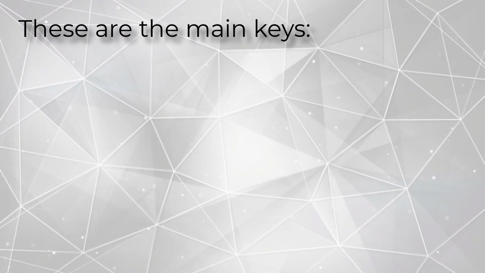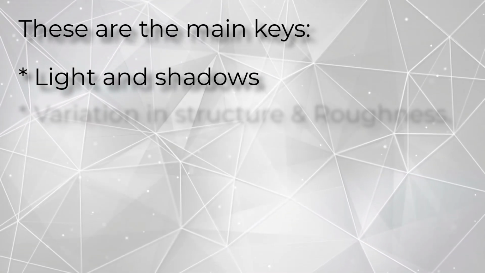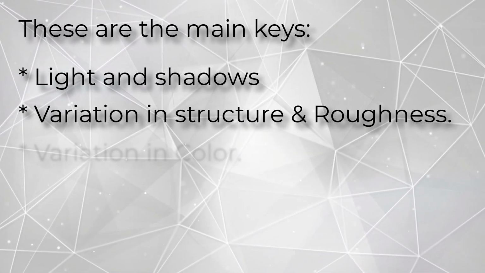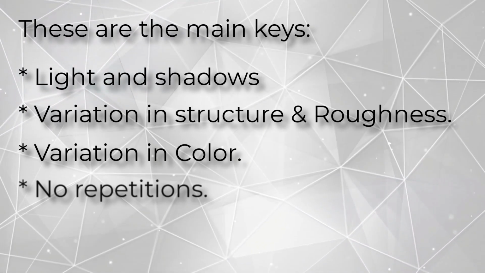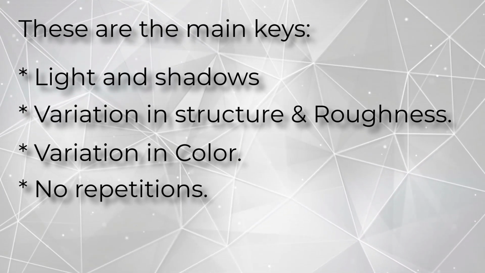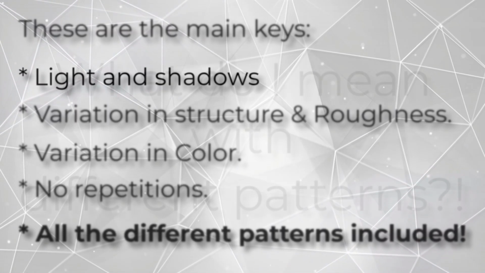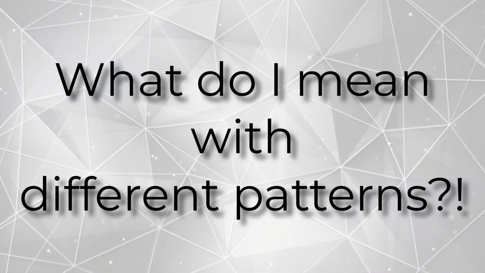According to me, it's these main keys: light and shadows. You should have variation in both structure and roughness, and also variation in color. And above that, you also need to see that we don't have repetitions, and capture all the different patterns that you can see in something. And what do I mean by different patterns?